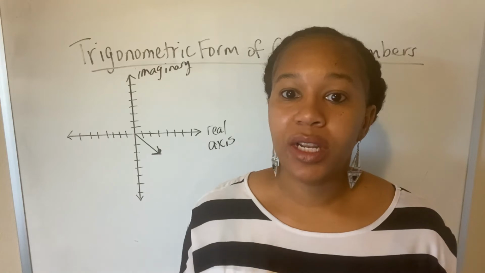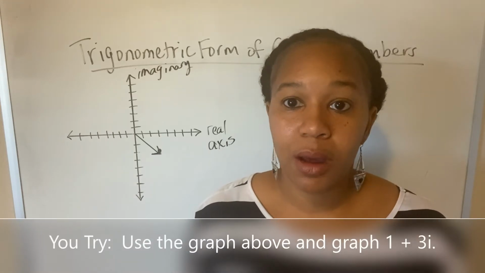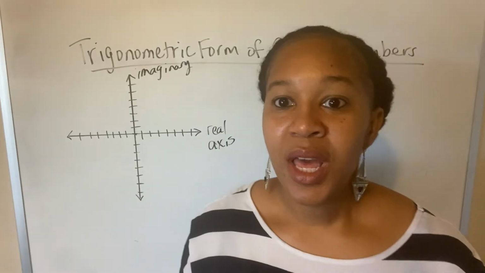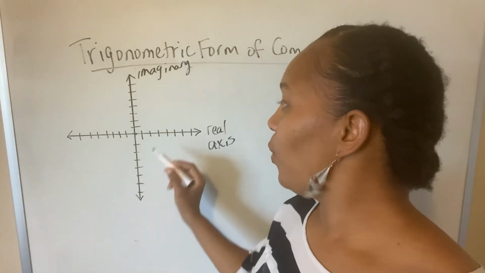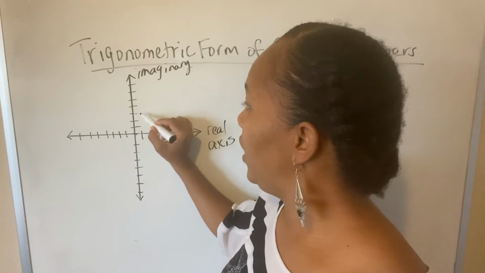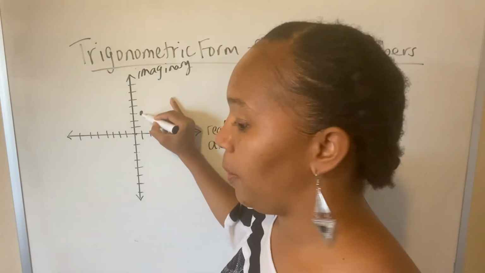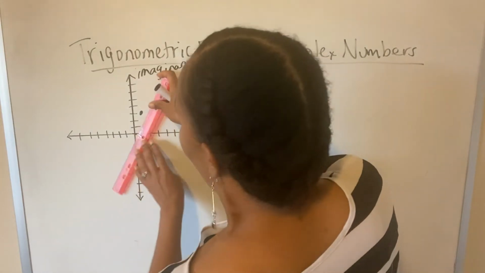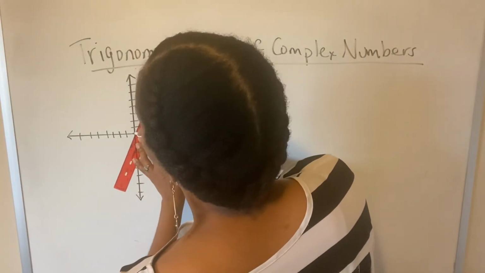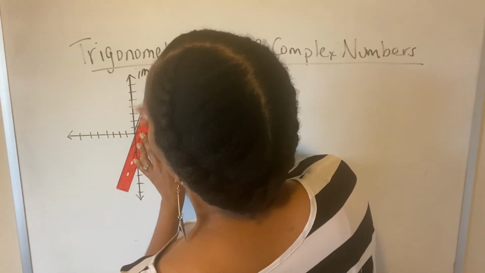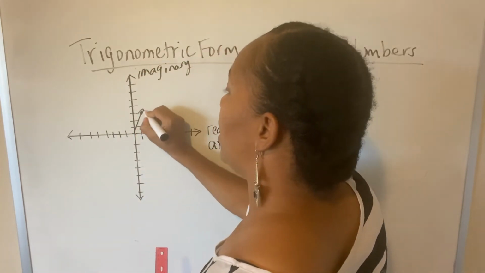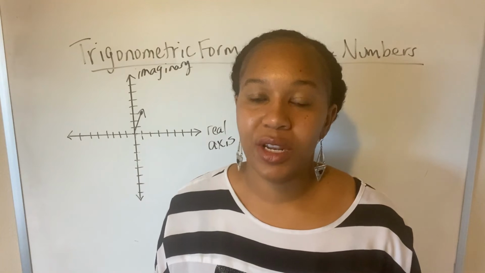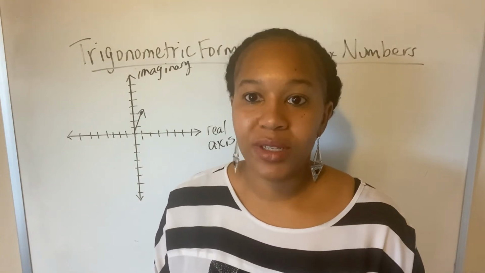So I want you to try this. See if you can graph the complex number 1 plus 3i. Pause the video for a moment. To graph 1 plus 3i, you will go to 1 on the real axis and 3 on the imaginary axis and put a point right there. Then you'll draw a vector from the origin to that point. It should look something like this. There is your vector, the graph of the complex number 1 plus 3i.